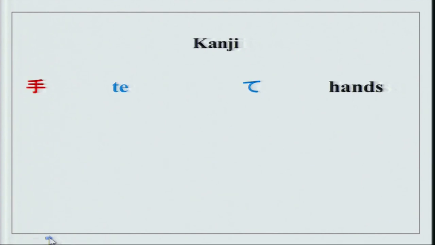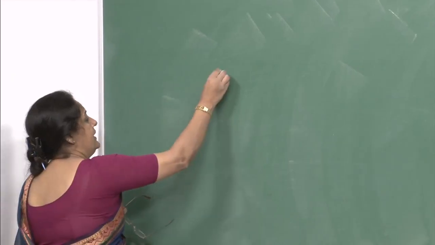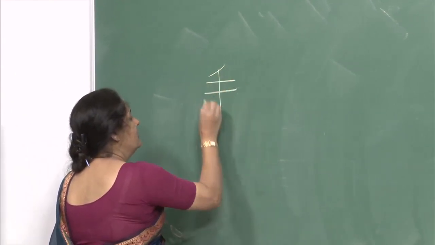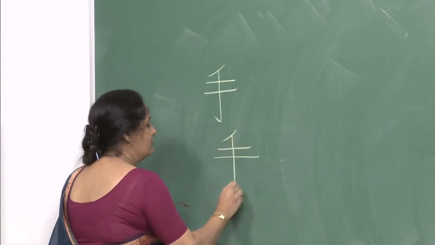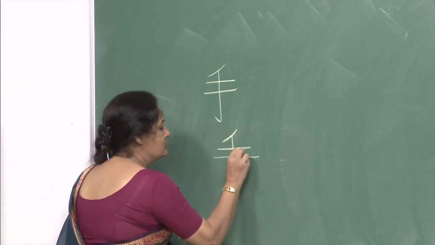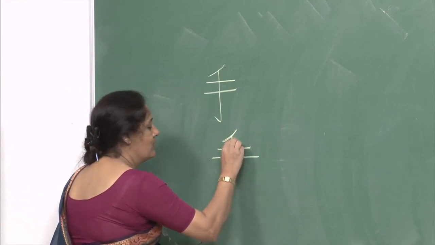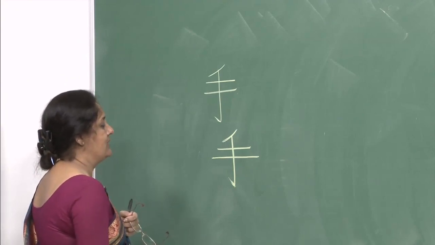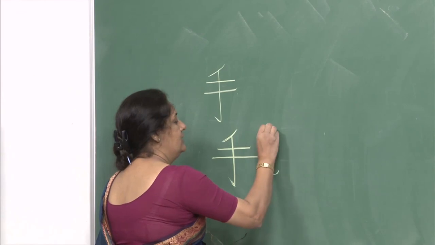Now, some very simple kanji today, very, very simple new characters, two new characters for you. One is te, which is hand, and the other one is ashi, which is foot. I will make te for you first, like this. 1, 2, 3 and 4. You will see one is like this, 2 is a little longer than this, and then the third one is the longest of them all, a straight one. This is te.